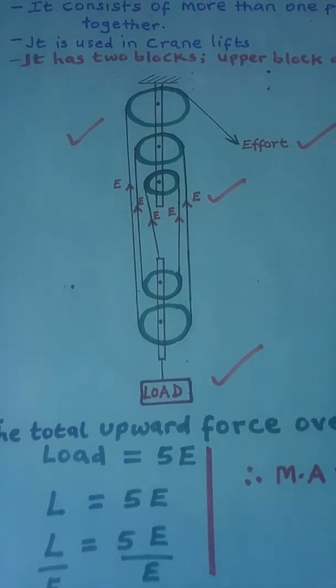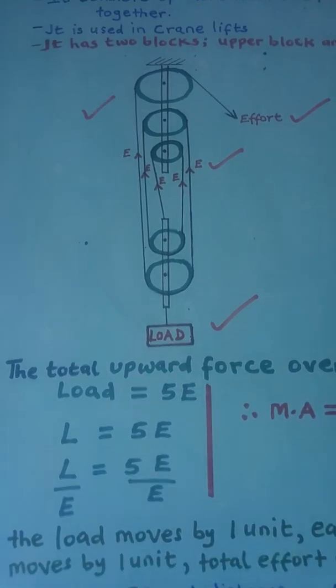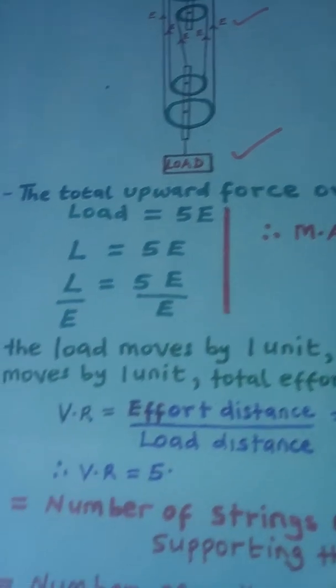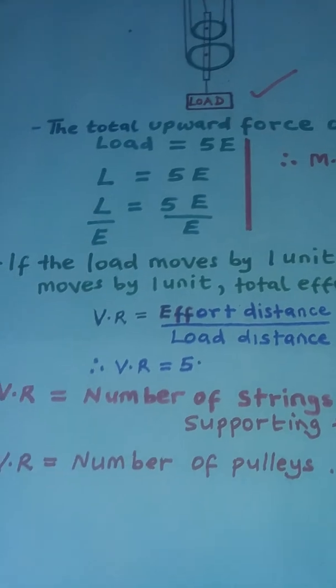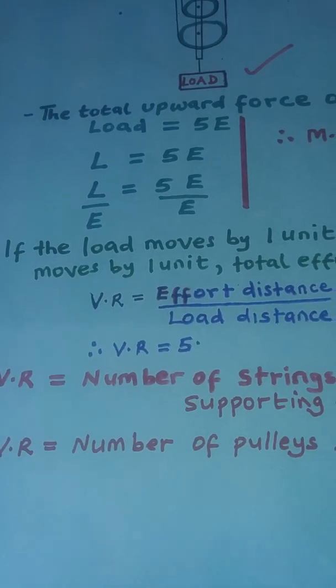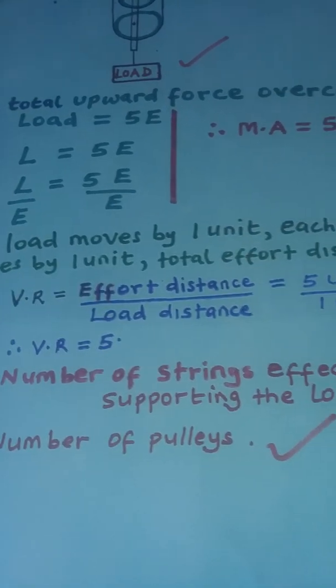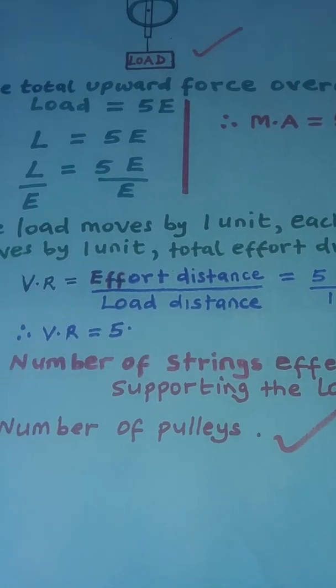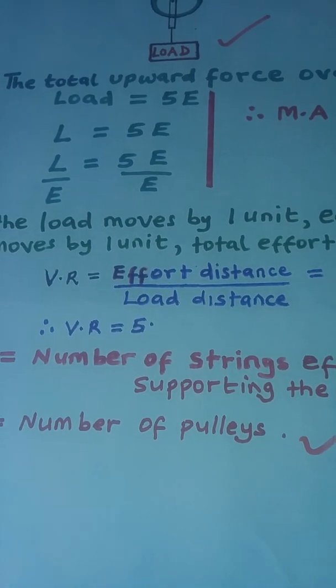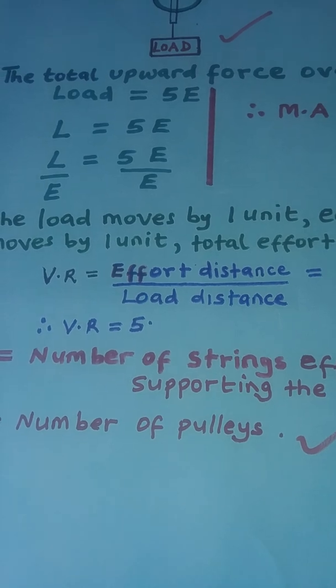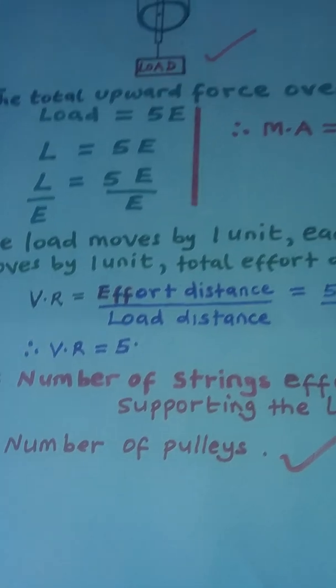So from today onwards, you should know that to get the velocity ratio of a block and tackle system, you simply count the number of pulleys or the number of strings which are effectively supporting the load. How do you know that the system is a block and tackle system? When the number of pulleys is more than 1.